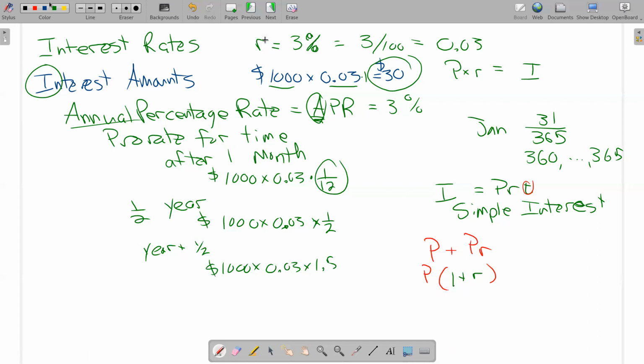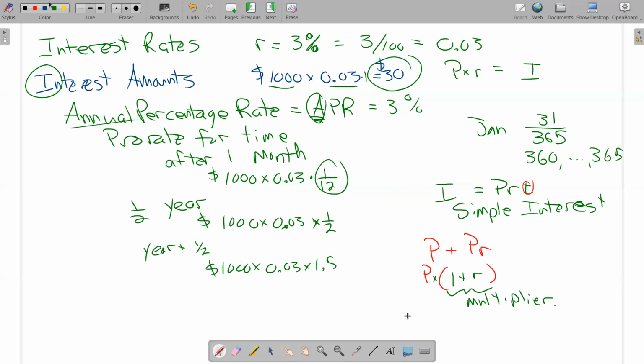R would be called our interest rate or growth rate, and the 1 plus R is what we call the multiplier, the growth multiplier. Why? Because I'm simply multiplying it to get some finished amount. Now it's a little different than the multiplication that's going on here, because this gives me principal plus interest. Right? And I don't just owe my friend the 3%, I owe him the $1,000 too.